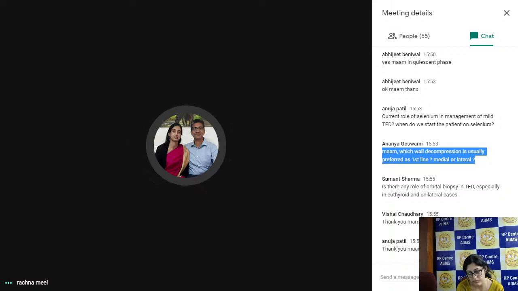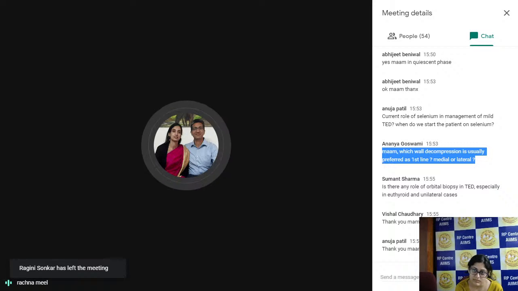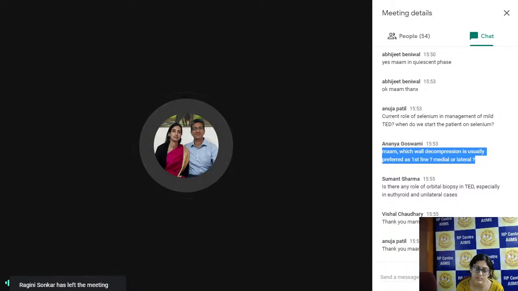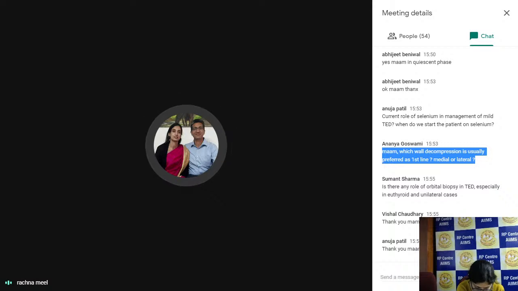So if it is 2 to 4 millimeters of proptosis, one would go for a lateral wall decompression. Up to 4 to 6, you would want to do a lateral wall plus medial wall, and anything more than that, you will have to do all three wall decompressions. Otherwise, the residual proptosis will remain.